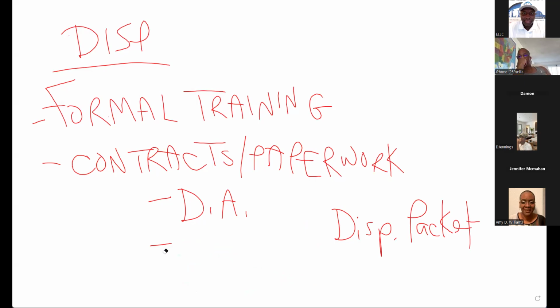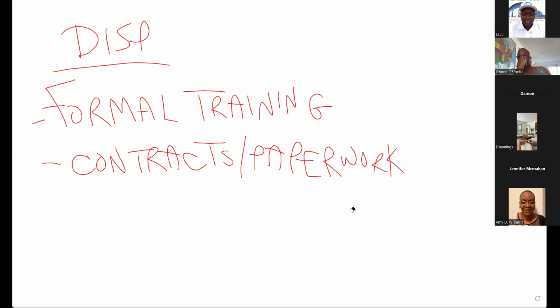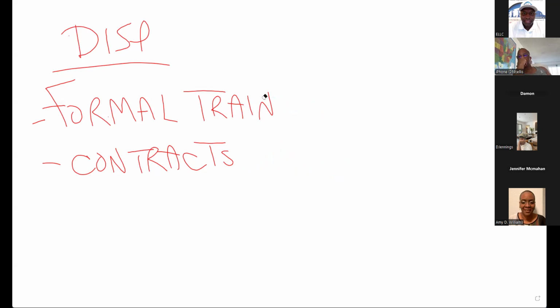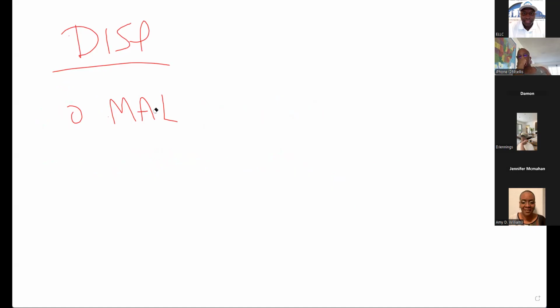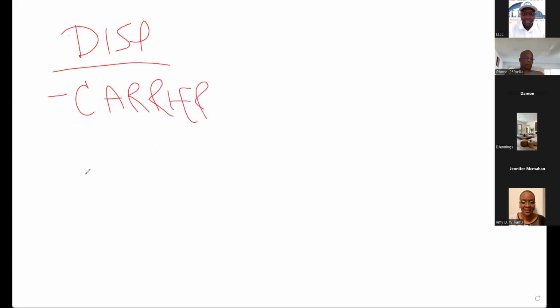Now, once you do this, or while you're doing that, the most important thing you need to be a dispatcher is a carrier to dispatch for. You can't be a dispatcher if you don't have a truck to help find loads for. So you need carriers. What are the other words? Carriers, truck drivers, owner operators.